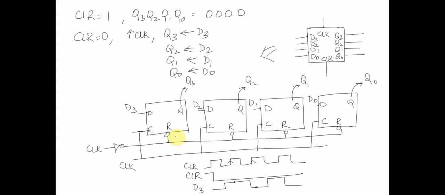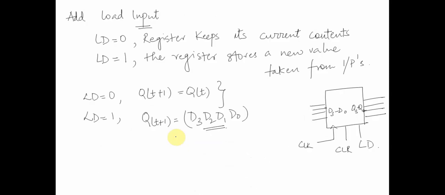Whenever clear is equal to 0, D3 is transferred to Q3, D2 to Q2, D1 to Q1, and D0 to Q0. But what we said here is that whenever there is a clock edge, any change on the D inputs would be reflected on the Q outputs. For a register, we don't need this. A register should be able to hold a value and retain it as well.